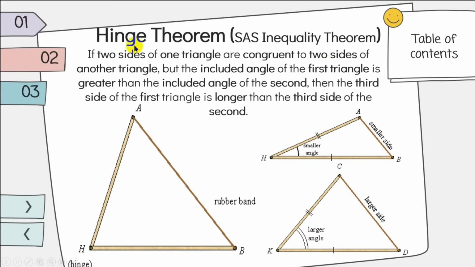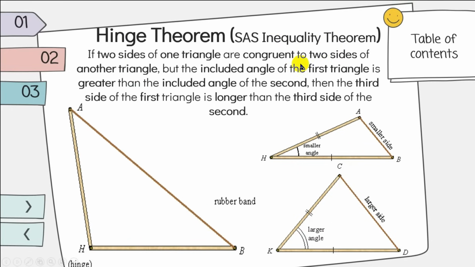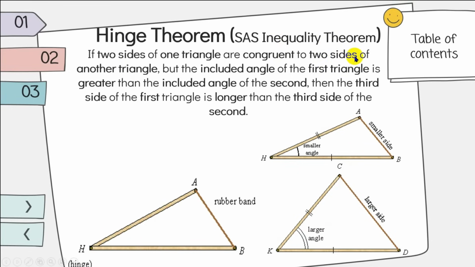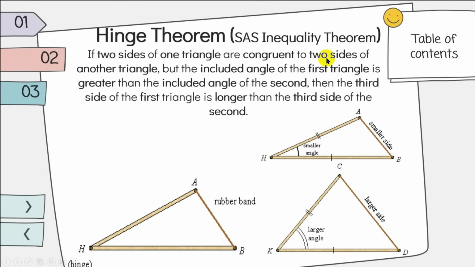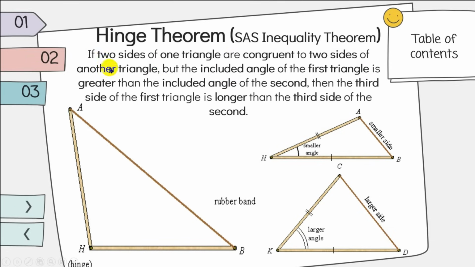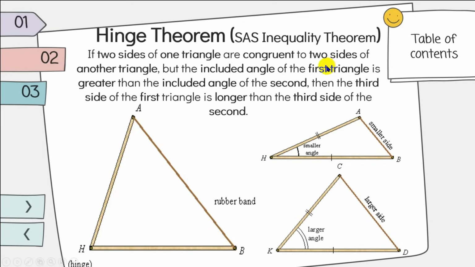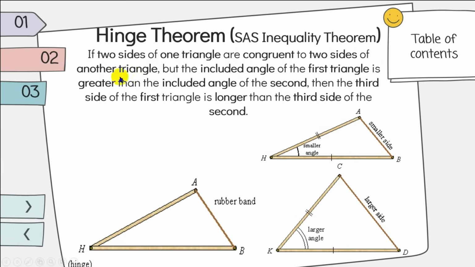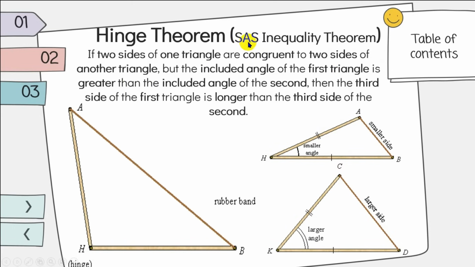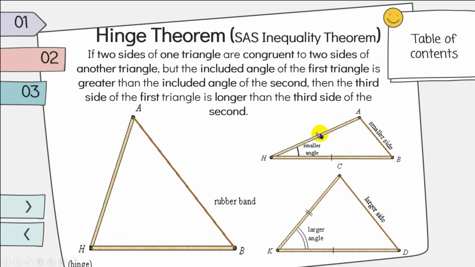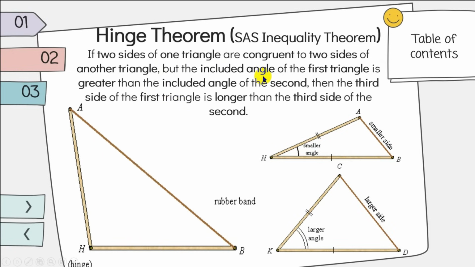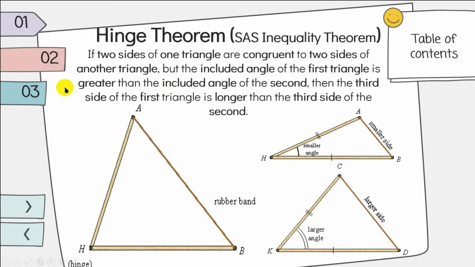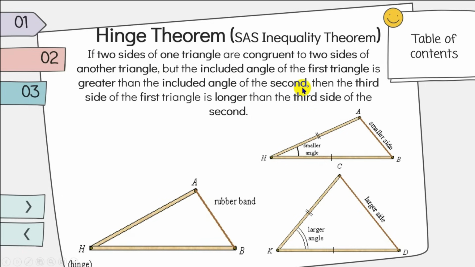So, ano nga ba ang sinasabi ng Hinge Theorem o ng SAS Inequality Theorem? Sabi dito sa Hinge Theorem, or tinatawag ding SAS Inequality Theorem, if two sides of one triangle are congruent to the two sides of another triangle, so kaya siya tinawag na SAS kasi meron tayong two corresponding congruent sides, okay? But the included angle of the first triangle is greater than the included angle of the second.